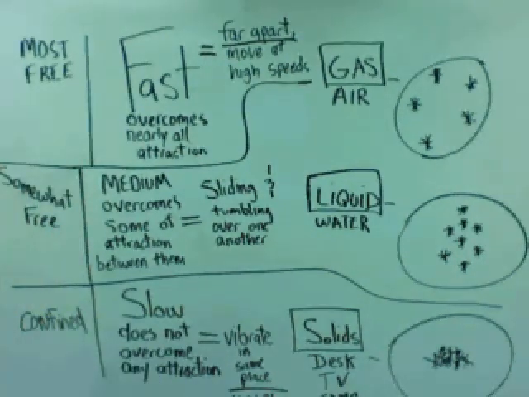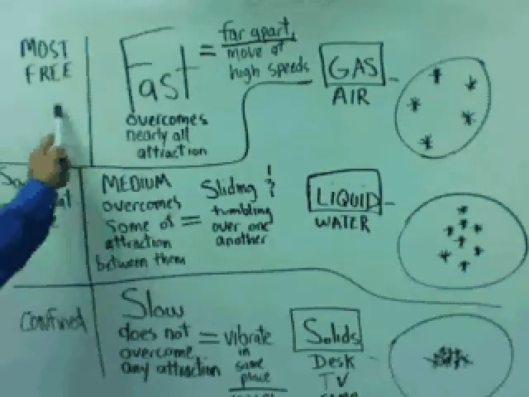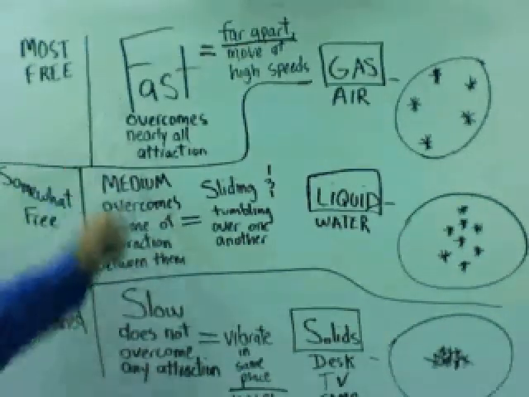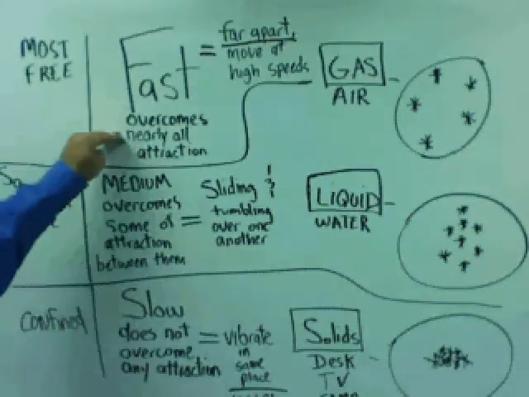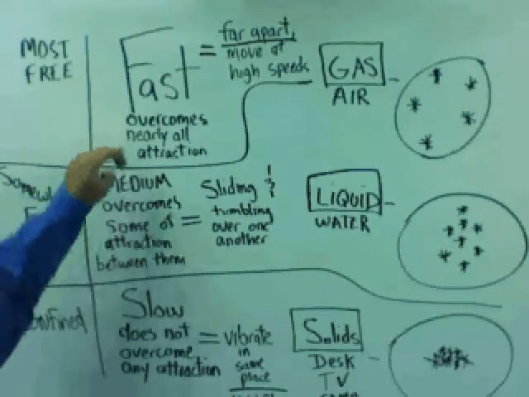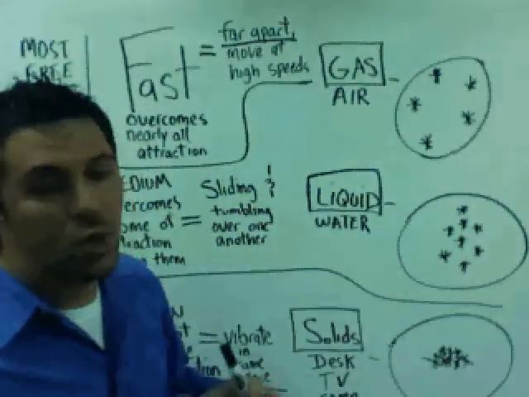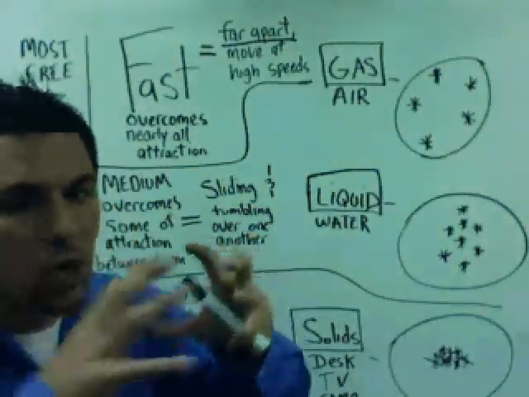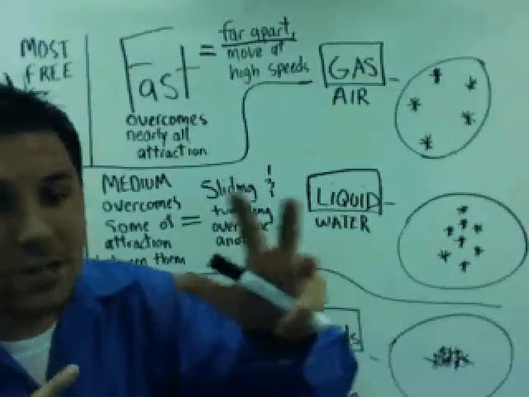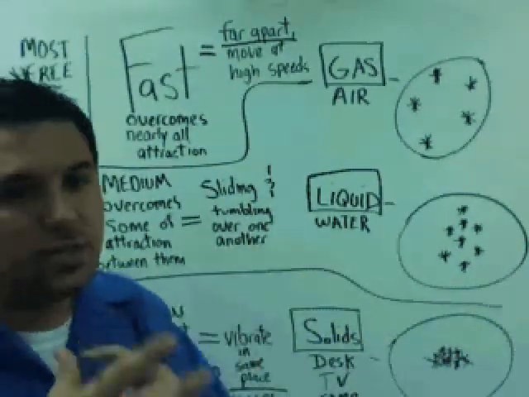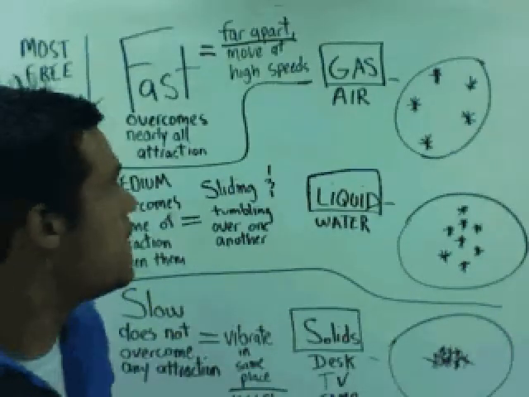So let's start at the beginning here. Gas is the most free. Liquid is somewhat free, and solids are confined. We'll start at the top. Because gas is the most free, it's also the fastest. Now, since it's so fast, it overcomes nearly all of the attraction it has to one another. All of these particles in here, they're moving so fast that they don't have to worry about being so close to one another because of how fast they're moving. That overcomes the attraction they have for one another, if you can understand that.